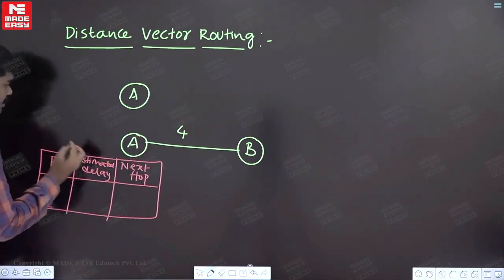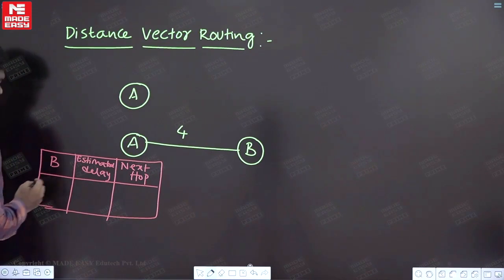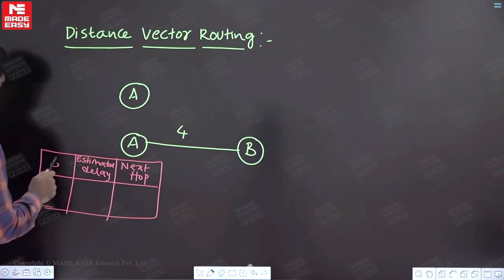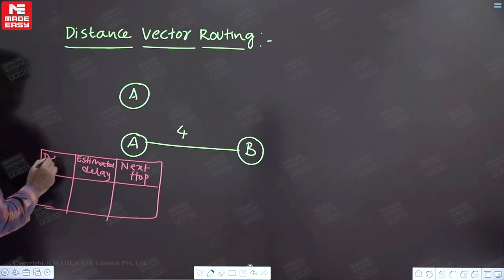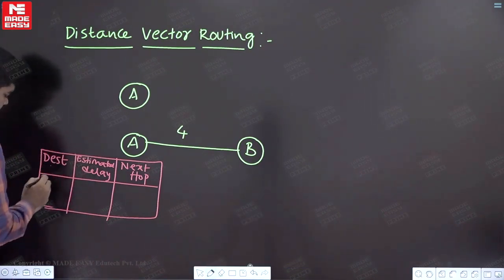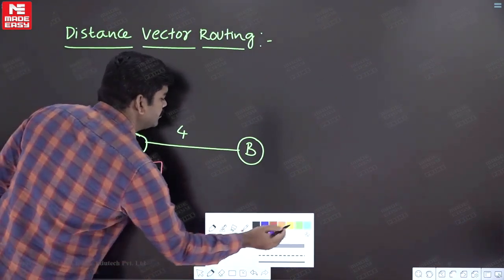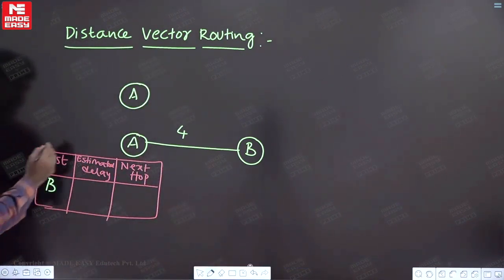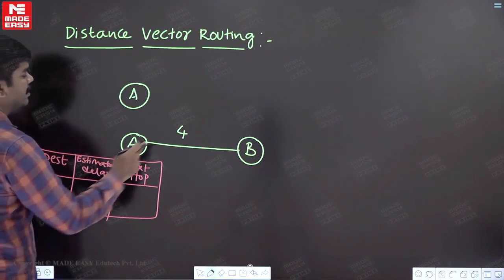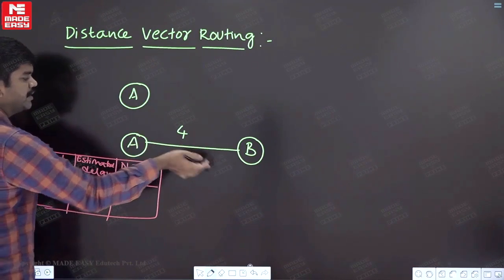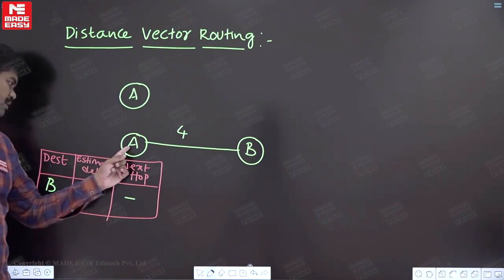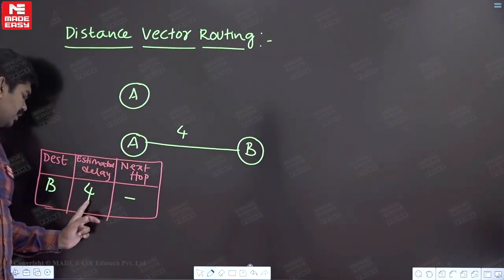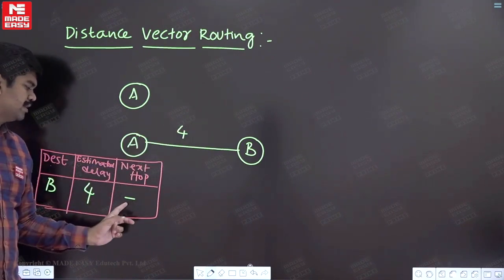Now see, A to B, how many units is it? You can call this the destination. What is the destination? B. So A to B. What is the estimated delay? It is 4 units. Who is the mediator? Mediator is nobody, it knows directly. So it is a dash. That means A knows about B with 4 units, and it knows directly. So the mediator is nobody.